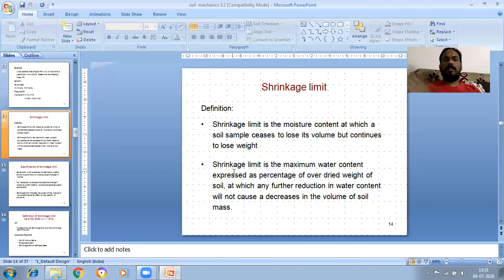Next, shrinkage limit is the maximum water content, expressed as a percentage of the oven dry weight of soil, at which any further reduction in water content will not cause a decrease in the volume of the soil mass. That's what it is. The volume of the soil mass reaches a constant.